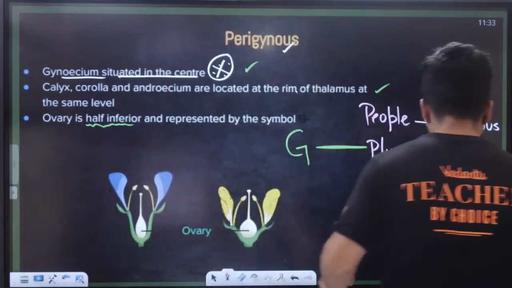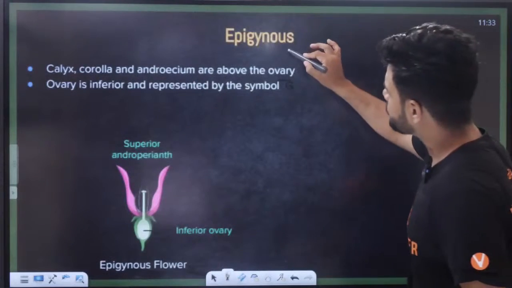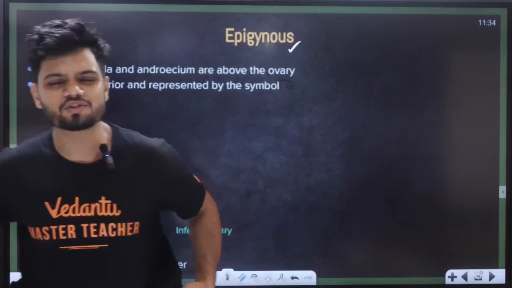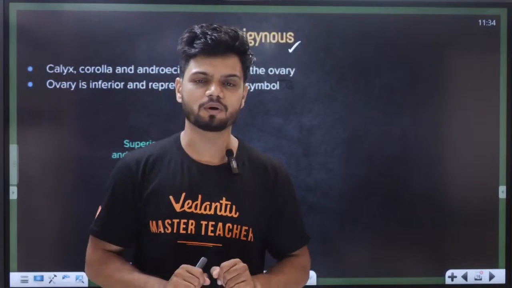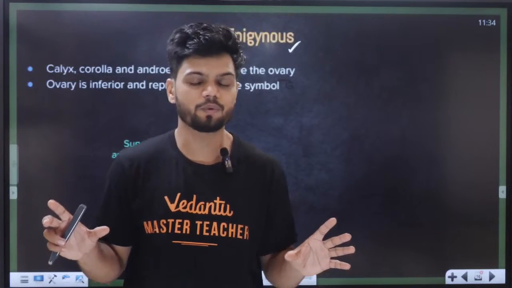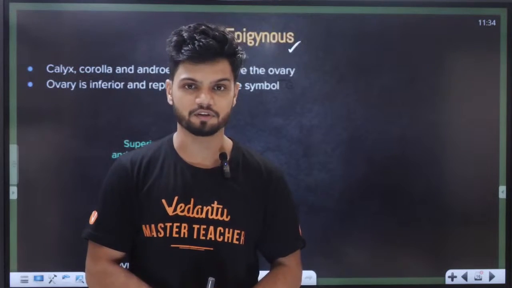Okay. So we have your plum, roses and peaches. Next one is called the epigynous condition. Now sad story, students. In the epigynous condition, what is happening? The queen does not have any voice here. The queen is inferior here. The queen is inferior. Okay.